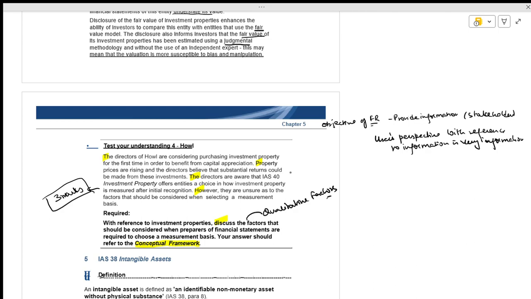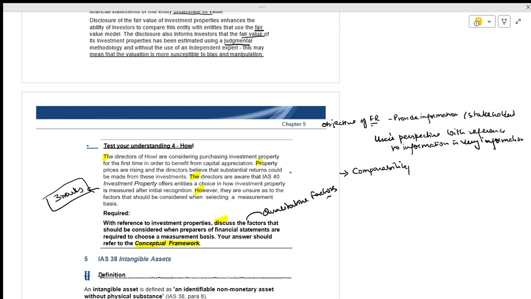You should be very, very clear. Is it relevant, reliable, timely, understandable? Faithful representation, comparability, consistency. Whenever you are doing this, there should be comparability.